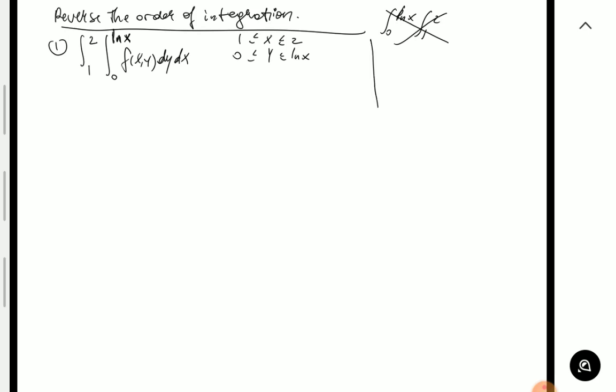So let's sketch the domain. We're going to sketch the bounds, basically, as curves. So we have y equals 0, which is the x-axis. Visualize the x-axis. We have x between 1 and 2. This is 1 and 2. And we have y equals natural log of x, which looks kind of like that.